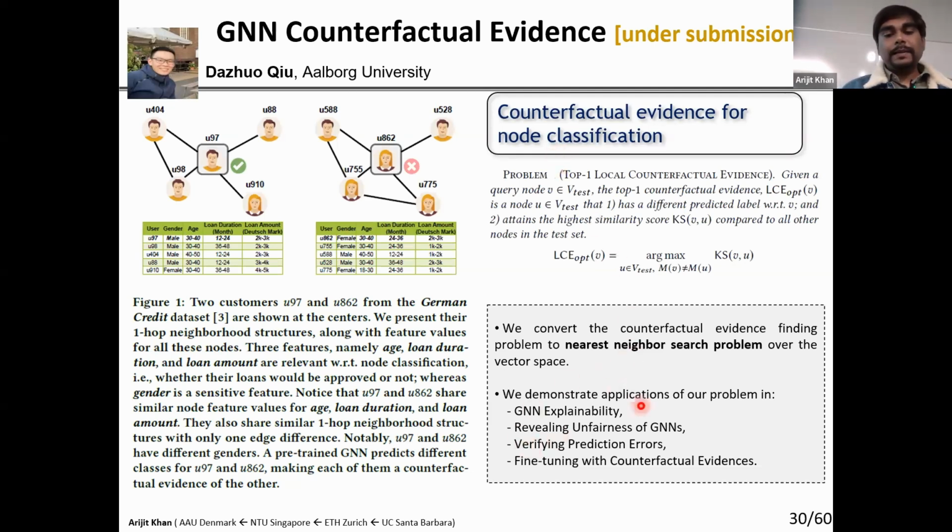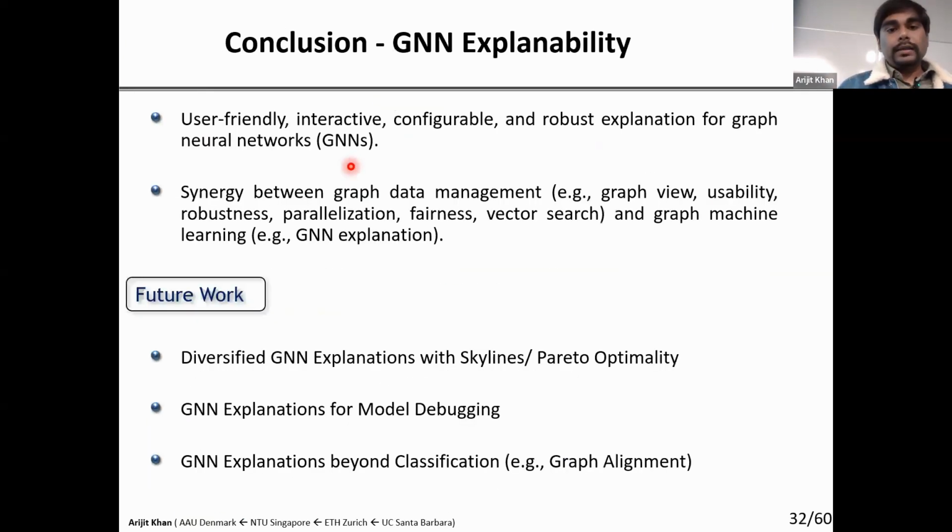And then we demonstrate different applications such as revealing unfairness, right? For example, you can find your counterfactual evidence, and if there is a lot of similarity but only the sensitive features are different, then that can reveal unfairness in the decision making process of the model. Okay, so that basically concludes the explainability part.